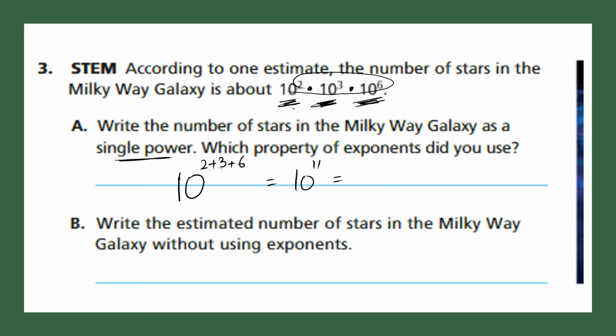Now how to write it in the simple form? So in the simple form, without the exponent, it means 10 has a power 11. It means you have to write the 11 zeros after the 1. 1, 2, 3, 4, 5, 6, 7, 8, 9, 10, 11. So after the 3, I just put a comma. So this is one more question.